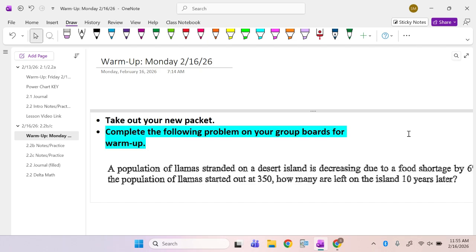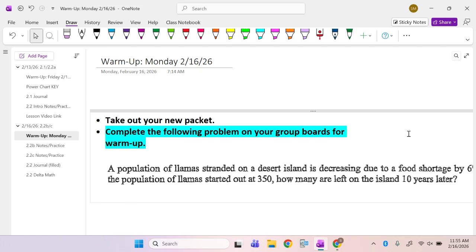So, round to the nearest whole number. What'd you guys get? 189 llamas. So after 10 years, there's only going to be 189 llamas left. All right, so these are the very, very easy rate, growth and decay problems, which you guys did pretty well on last week.